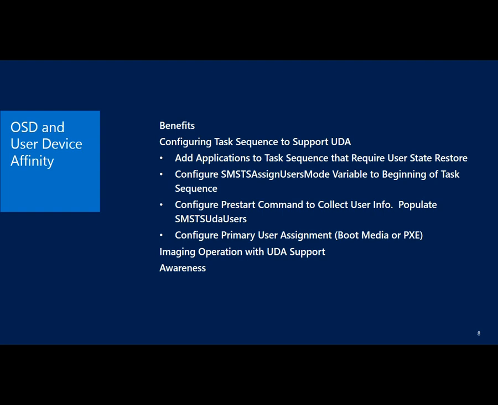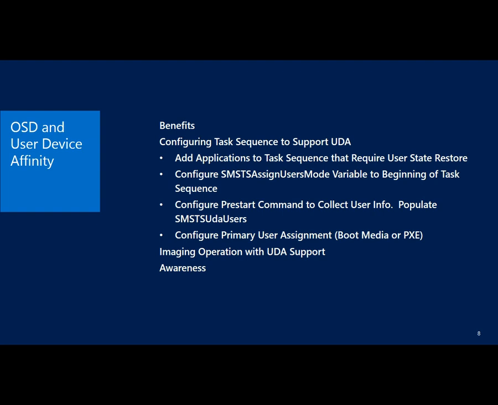What we are going to do is any application that requires user state restore. So if you're using user state restore, there will be those applications that you might want to make sure are present, so whenever the user state restore phase comes along, those applications are present. We can restore the user state onto the system and have those applications configured like normal. So besides that, though, there really is no configuration required in the task sequence for applications.